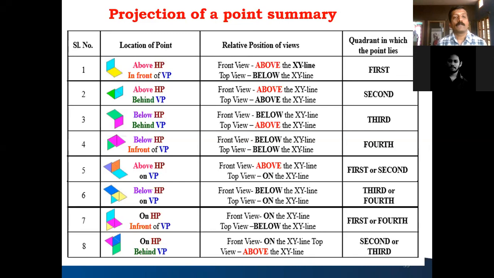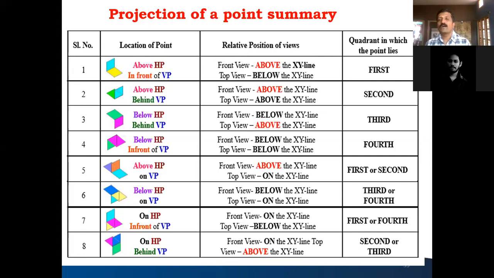Similarly, the third one, below HP, behind VP, is the third quadrant information. And what about the front view and top view? For the third quadrant, the front view comes below the XY line and the top view above the XY line. Similarly, the fourth serial number, below HP, in front of VP, is the fourth quadrant. For the fourth quadrant, remember that both the front view and top view will come below the XY line.